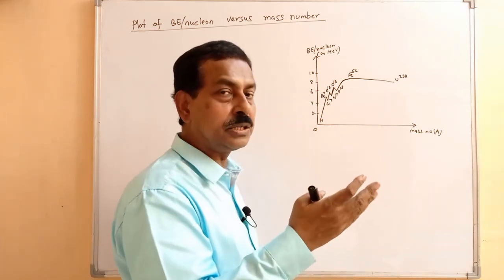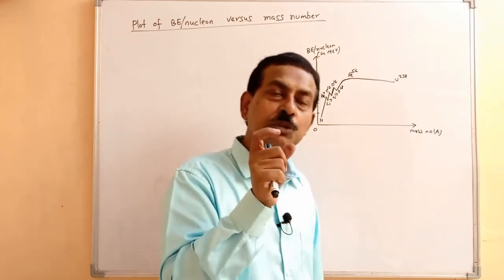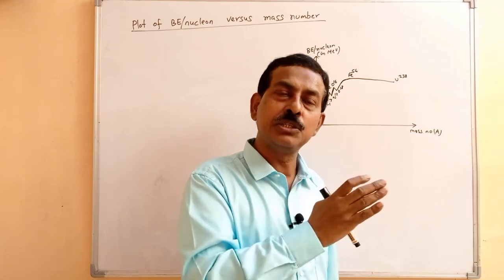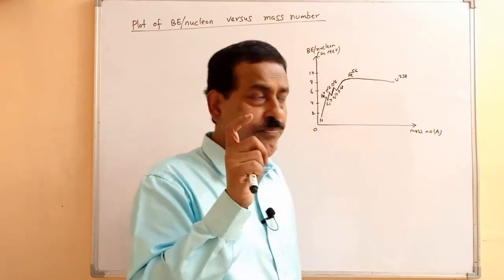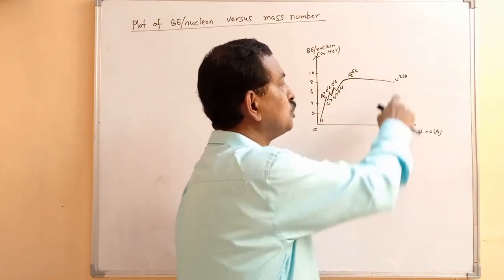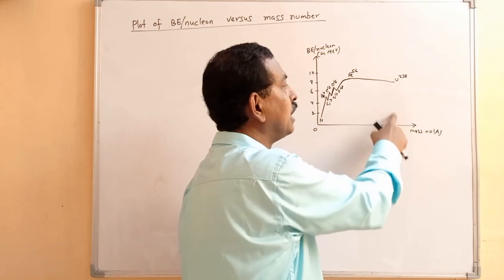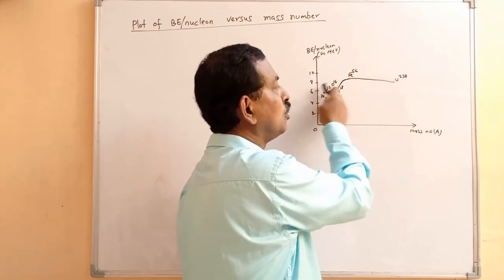On the other hand, if you take the phenomenon of fission, where a heavier nucleus splits into lighter or mid-range nuclei, and if you want to explain this from this graph, you see the heavier nuclei have less binding energy per nucleon.